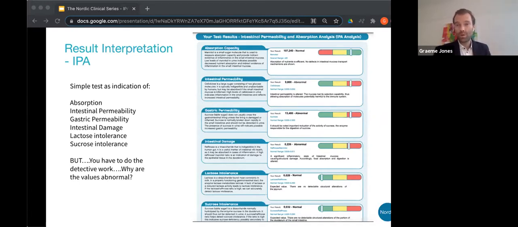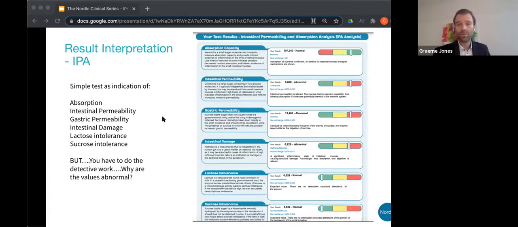So how the test works is that before your client or patient goes to bed, they will drink a 5 sugar solution. And what we're doing is, at the lab, we're measuring as they collect their urine overnight if they go to the toilet, and then typically their first morning urine, looking to see which of those sugars have been absorbed and which haven't into the body.